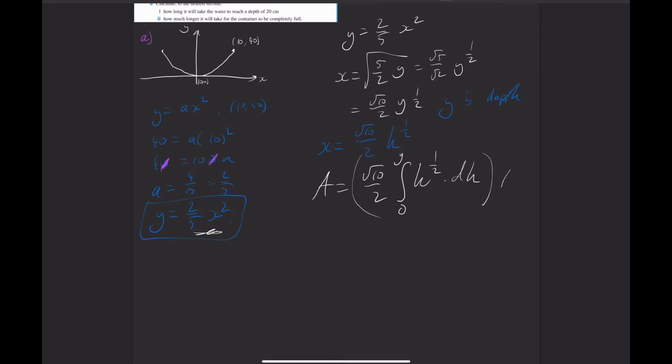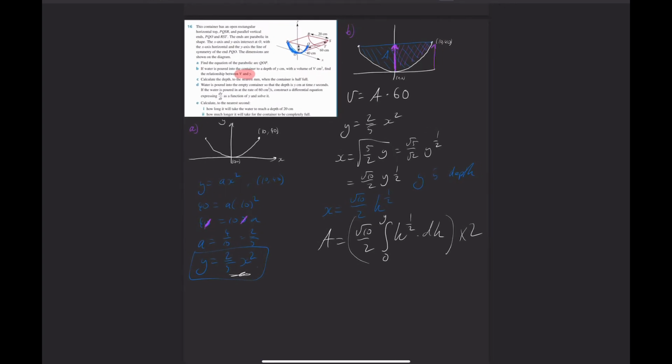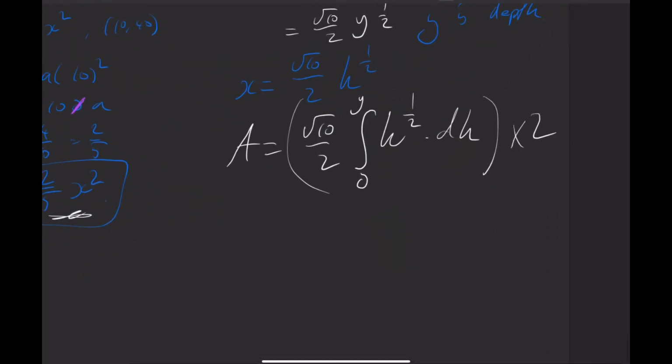And I'm going to multiply all of that by 2. So why am I multiplying it by 2? Because this gives me this area here, and multiplying it by 2 will give me everything. It also makes it a little bit nicer, so I'm pretty happy about it.